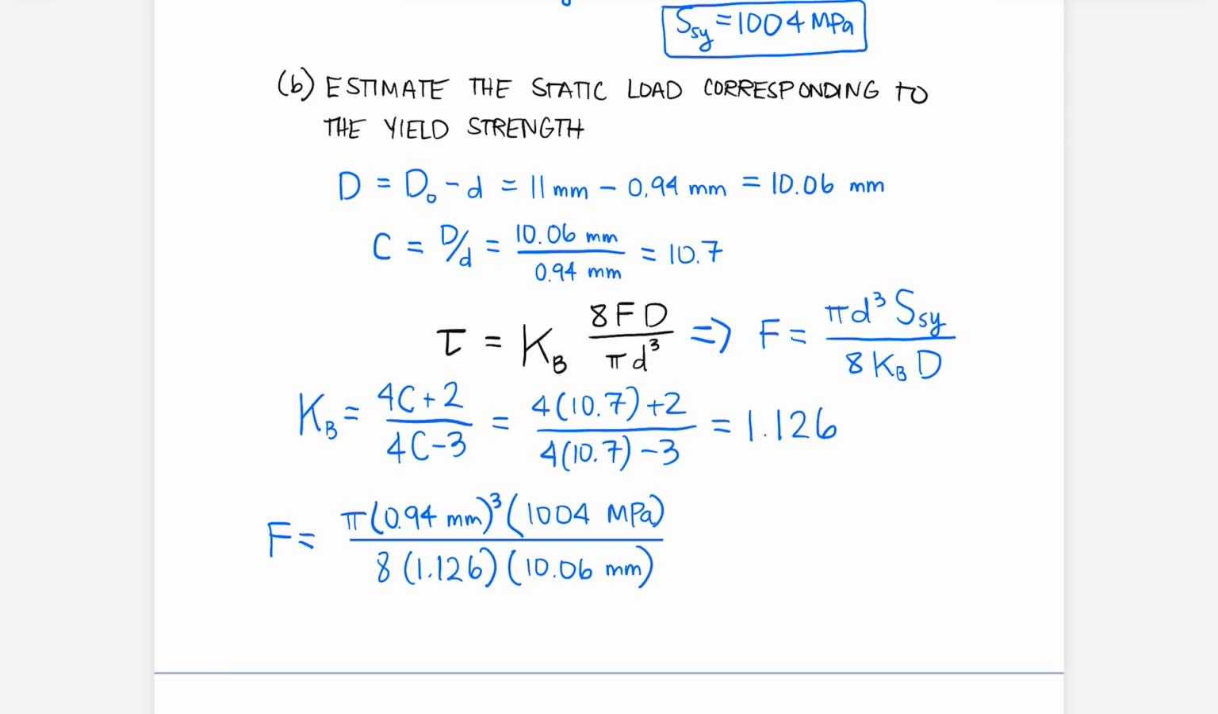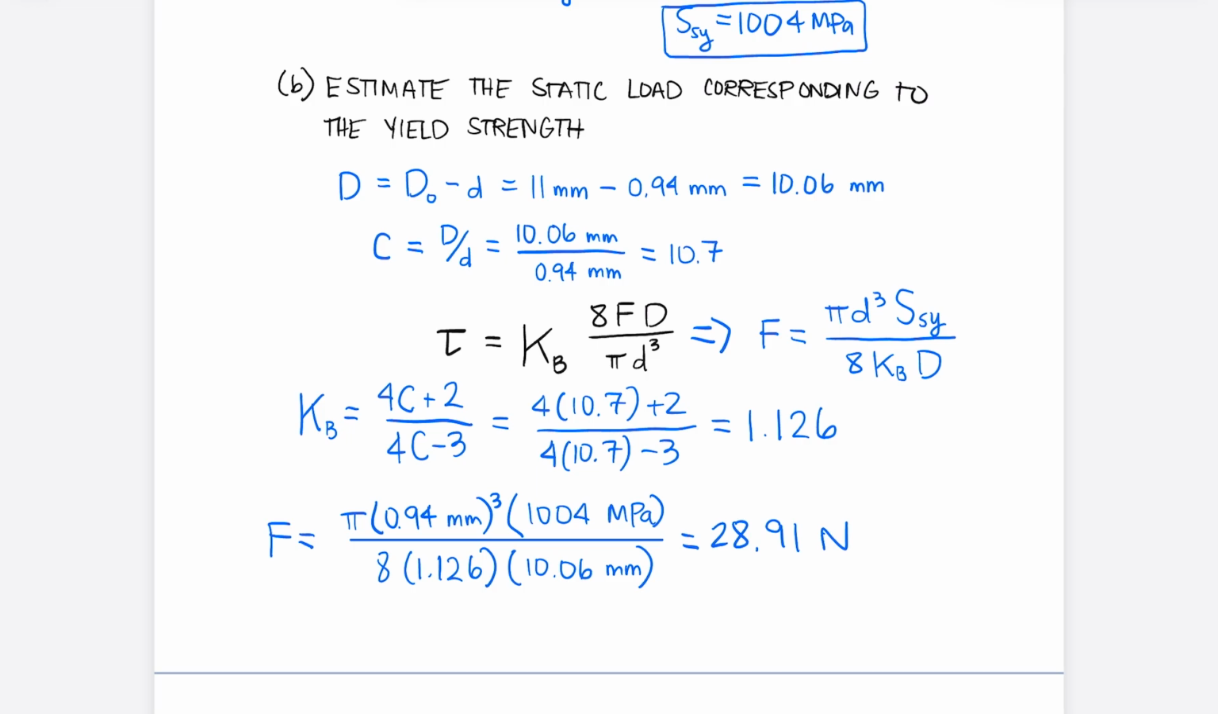Okay, so let's calculate this. Pi times 0.94 cubed times 1,004 divided by 8 divided by 1.126 divided by 10.06. I get 28.9 newtons, 0.91 newtons.